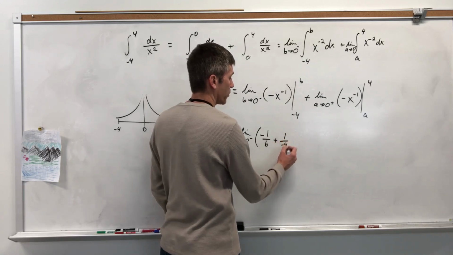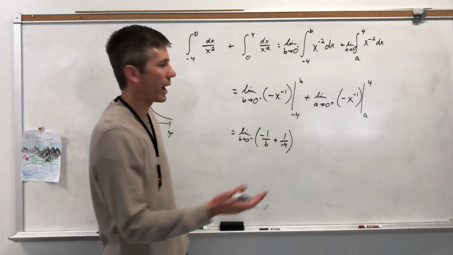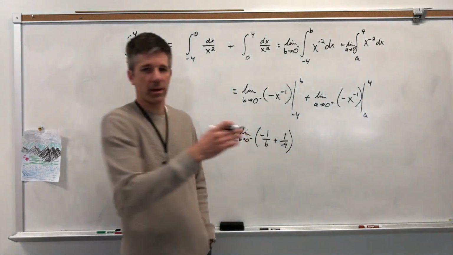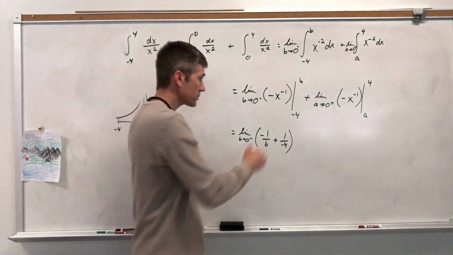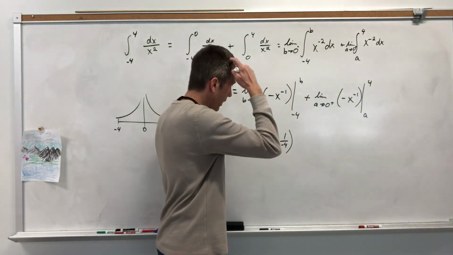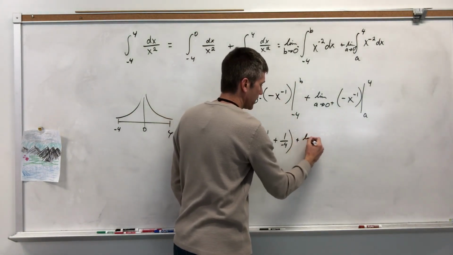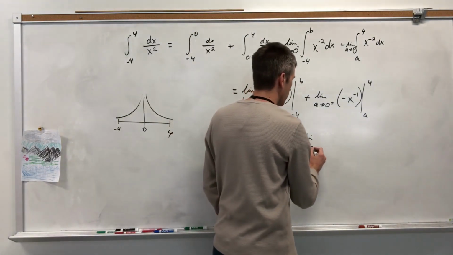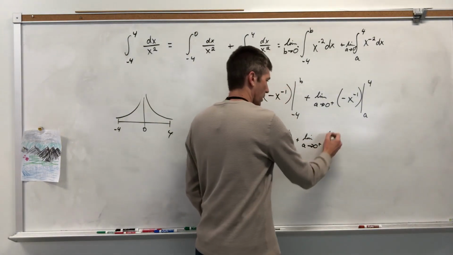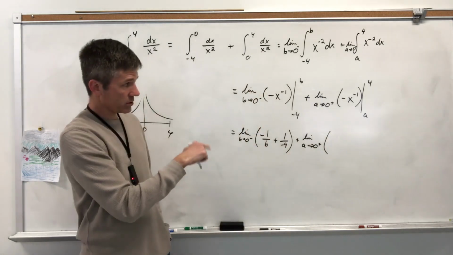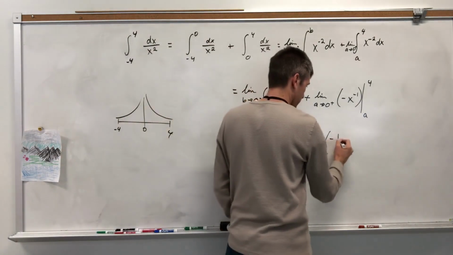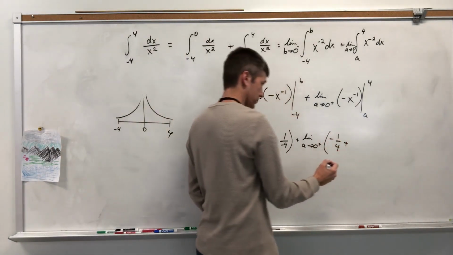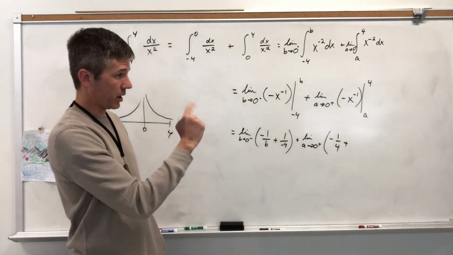All right, limit as b approaches 0 from the left of -1 over b minus -1 over -4. Okay, so I'm basically rewriting -x to the -1, making it -1 over x, and then plug in the b and plug in the -4, and then we'll add the limit as a approaches 0 from the right of, plug in your 4, so -1/4 minus -1 over a.